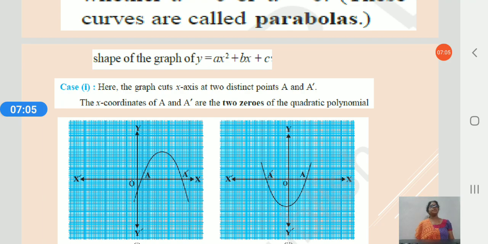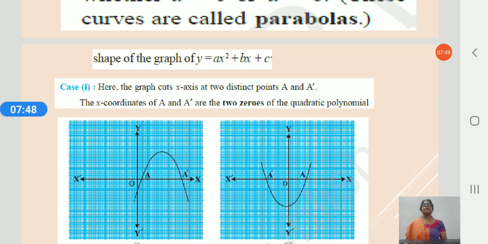Then which are the possibilities of this shape? What type of graph can we obtain from a quadratic polynomial? Let us see. The shape of the graph of polynomial ax square plus bx plus c, we already studied, is a parabola. Then 3 cases will occur. In the first case, the graph intersects at 2 different points or 2 distinct points. In the second case, the graph intersects at only 1 point. And in the third case, it will not intersect. That is, maximum it has 2 zeros, isn't it? That means it may have 1 zero or no zeros. Let us study one by one.